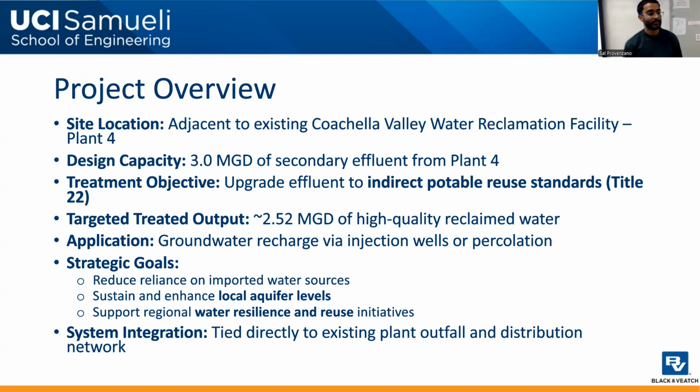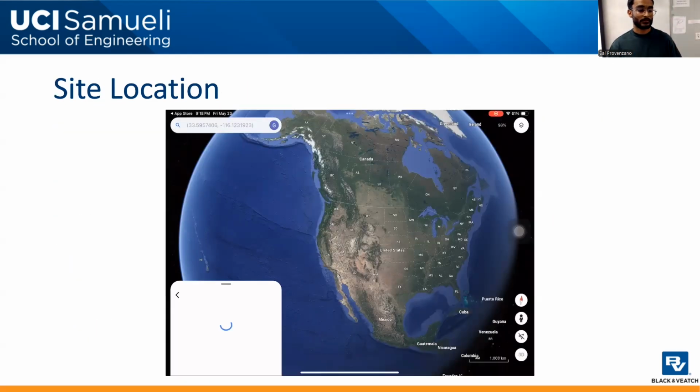For this project, we'll be designing an advanced water treatment facility that will be taking in secondary effluent coming in from an existing water reclamation facility located in Coachella Valley. For the secondary effluent, we'll be taking in 3 MGD and treating it to potable standards. This water will then be recharged into the local groundwater basin for local agricultural use. And this is our site location.